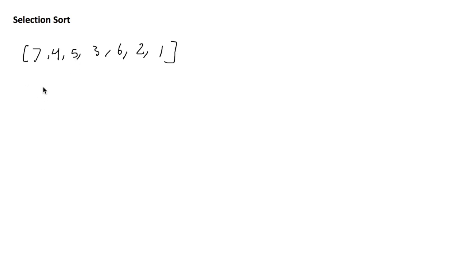This is one of the few sorts that you guys are going to need to know how to actually trace through each iteration and make sure that you know how this algorithm works. The first thing you should know about selection sort is that it has a runtime of O of n squared. So this is one of the slower ones that you're going to learn, but let's go ahead and get started with how the algorithm works.